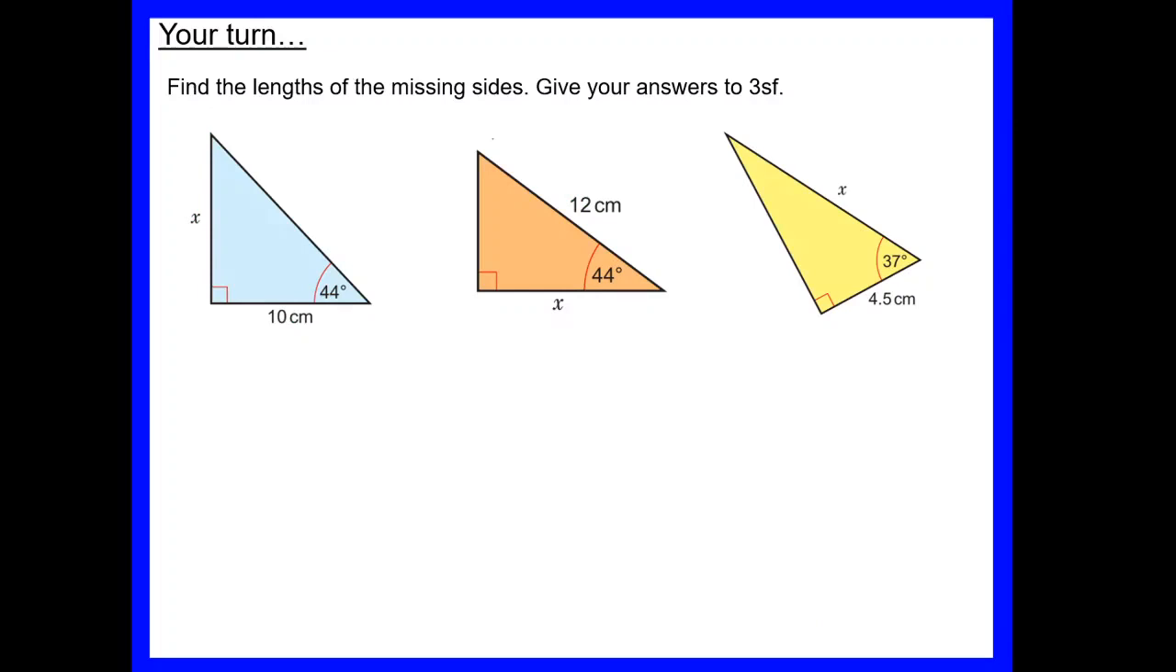Okay, so now it's your turn. Pause the video, work through these three questions in the same way. Make sure you write down your mnemonics, so car tower. Make sure you label the side you have and the side you want to find, and use your trig triangles to help you decide whether you're multiplying or dividing.